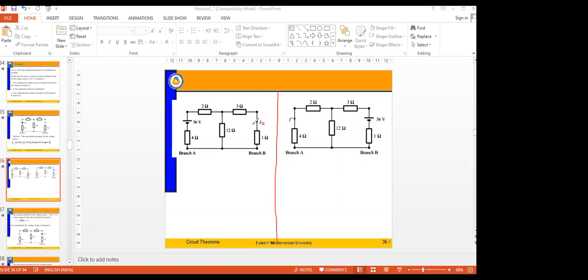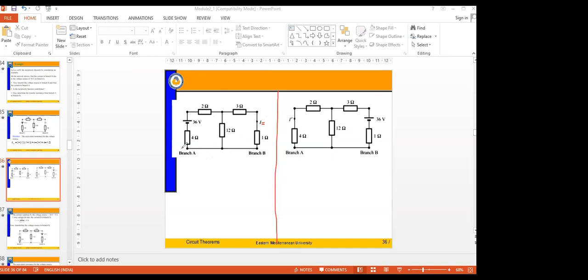Now, how do you find the value of current? What is the method you are using? What's the best method to use to find the value of current? Thevenin's theorem, sir. Network theorem. Yeah, Thevenin's theorem. Is that fine?